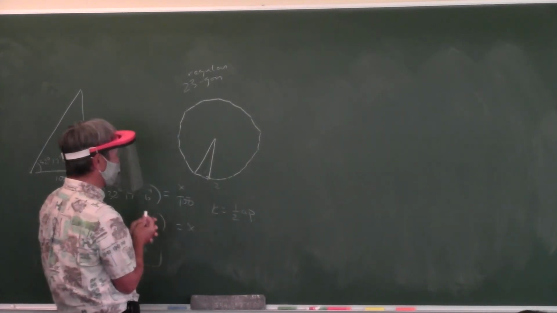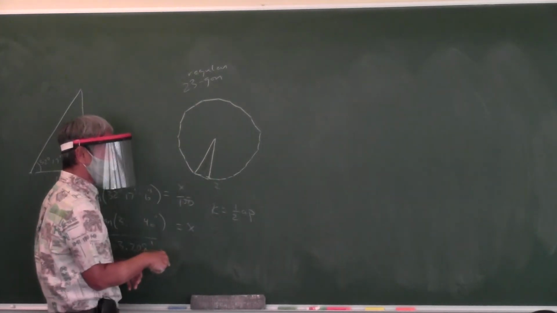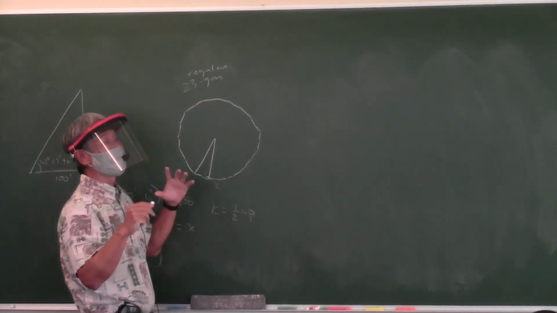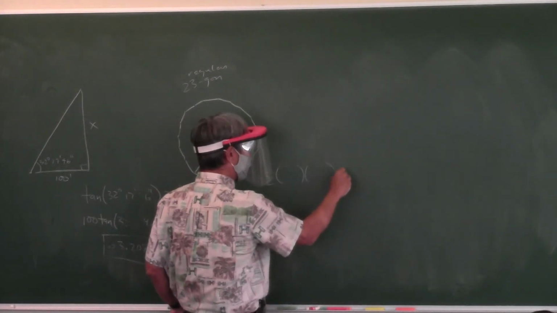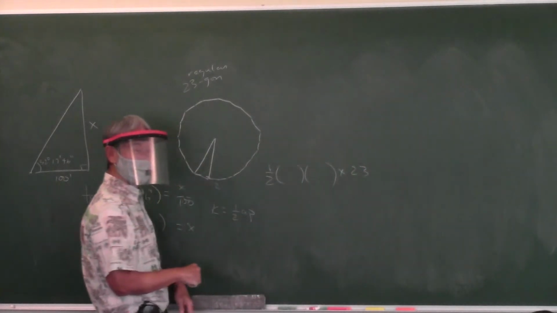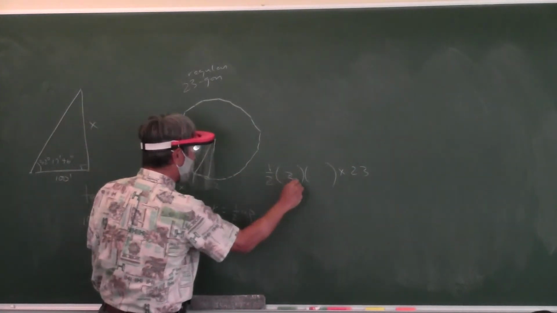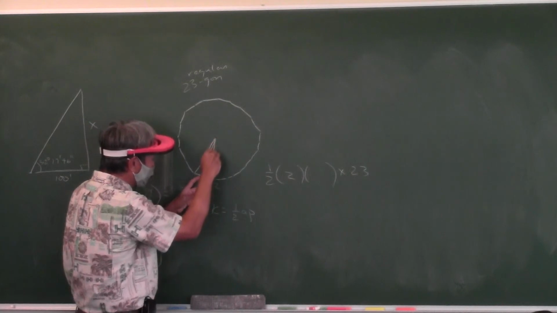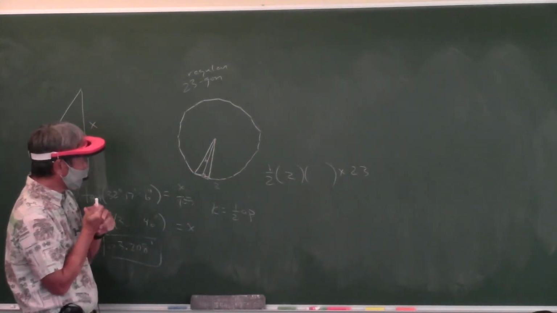Okay, so let's see if we can do it. Can I find the area of one of these triangles? Well, let's just use the old-fashioned formula: 1/2 base times height, and then you multiply it by 23. Okay, what's the base? 2. Oh, that's easy. How do I find this height right there? Let's call that H for height then.